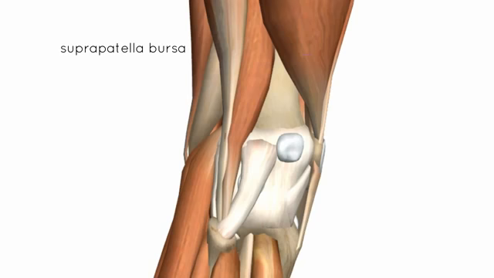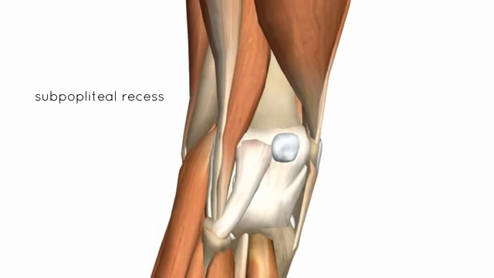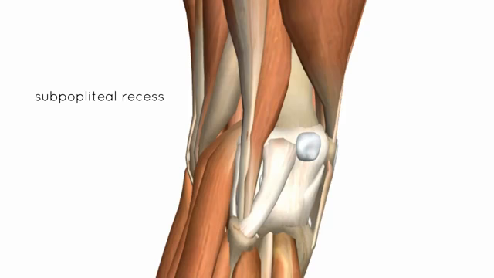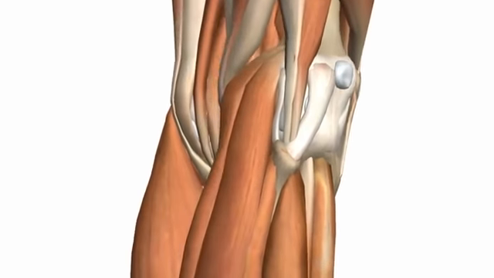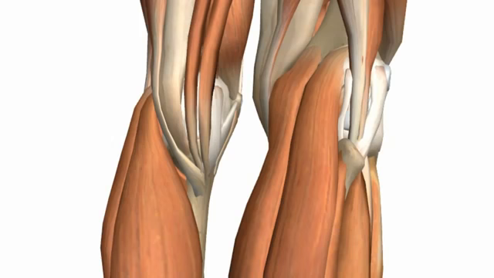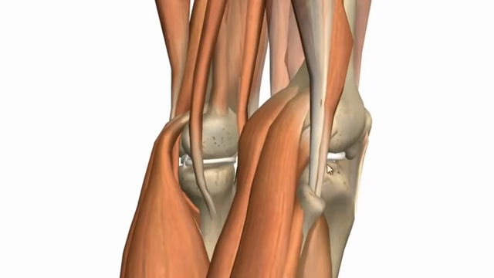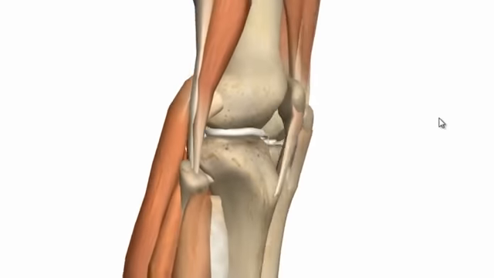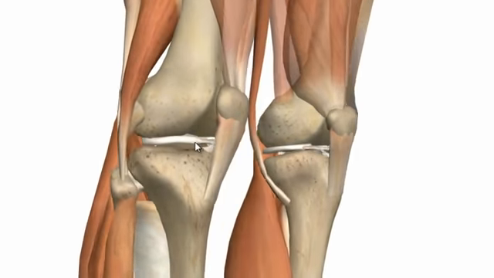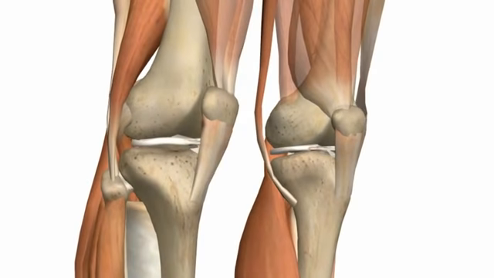It also folds to form the subpopliteal recess. This fold lies between the popliteus tendon and the lateral meniscus. So if I just fade away the muscles, we might be able to. Okay, so you can see this muscle here. This is the popliteus muscle, and if I rotate it around, you can see the lateral meniscus here. So this bursa sits under the popliteus tendon, between the lateral meniscus.